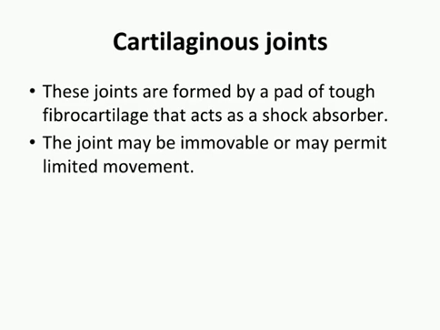Now the second type of joint is the cartilaginous joint. These joints are formed by a pad of tough fibrocartilage that acts as a shock absorber. This kind of joint may be immovable, and some of these joints may allow limited movement. So they can be either completely immovable or allow a certain amount of movement.